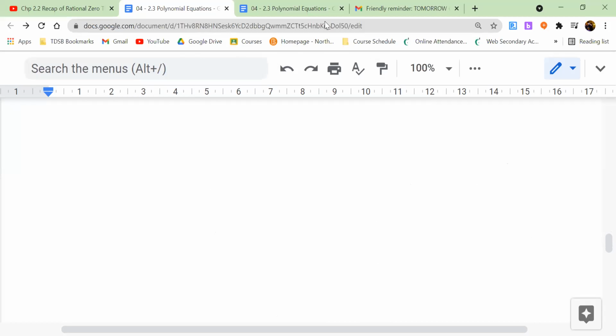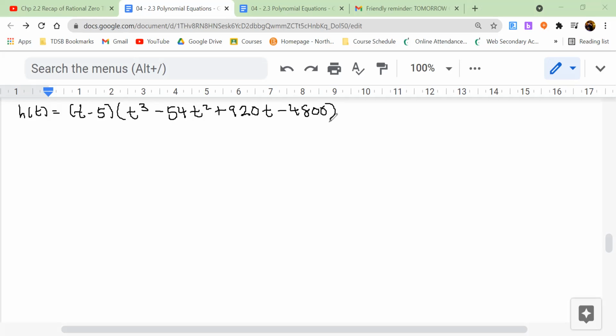Can someone tell me what the function was? So the height formula can be rewritten as t minus 5 times t to the power of 3, okay, 48,000. Okay. I'm going to give you another number, the next number, 10.